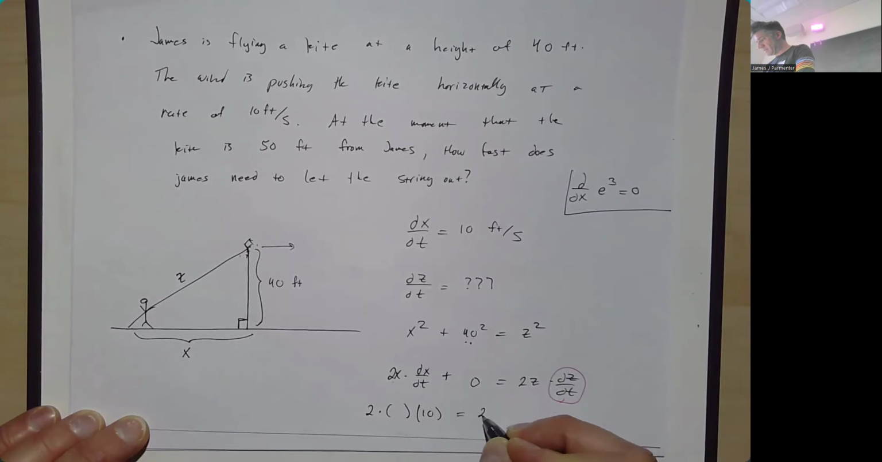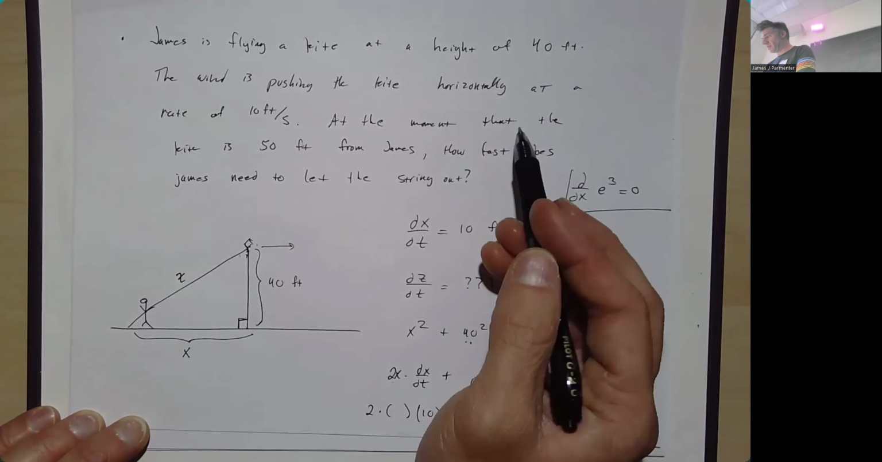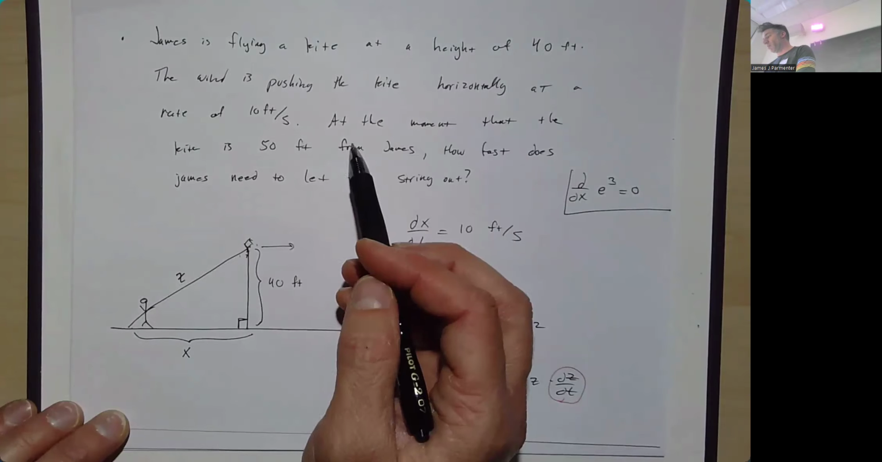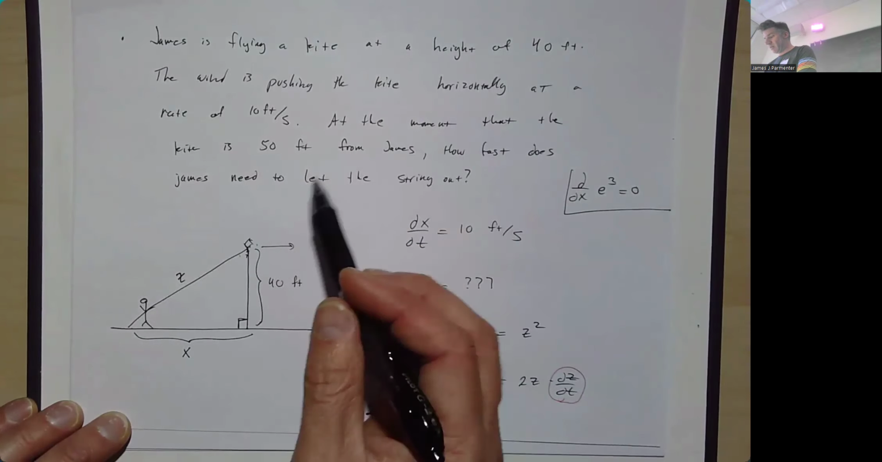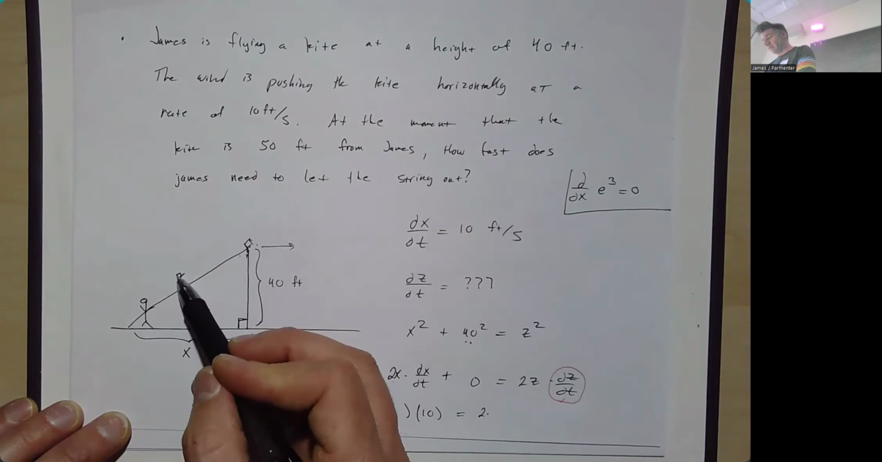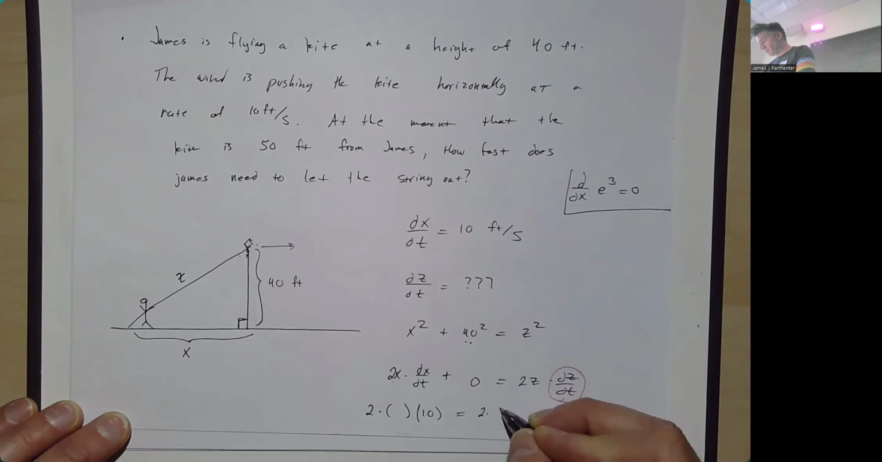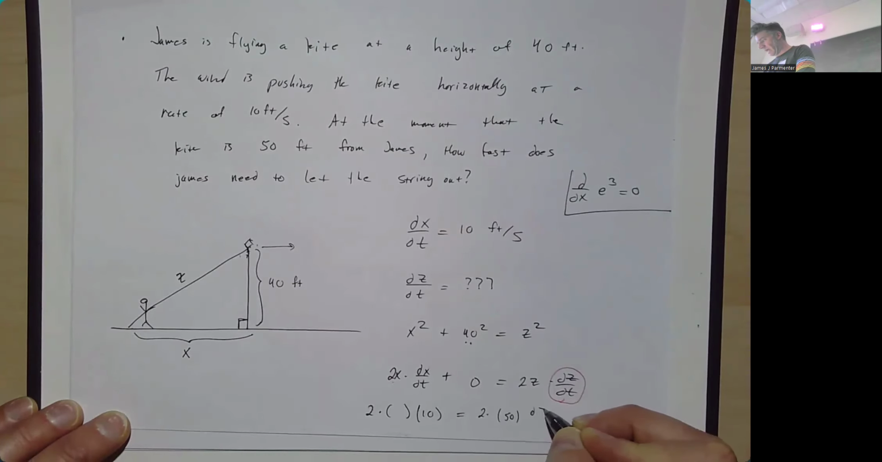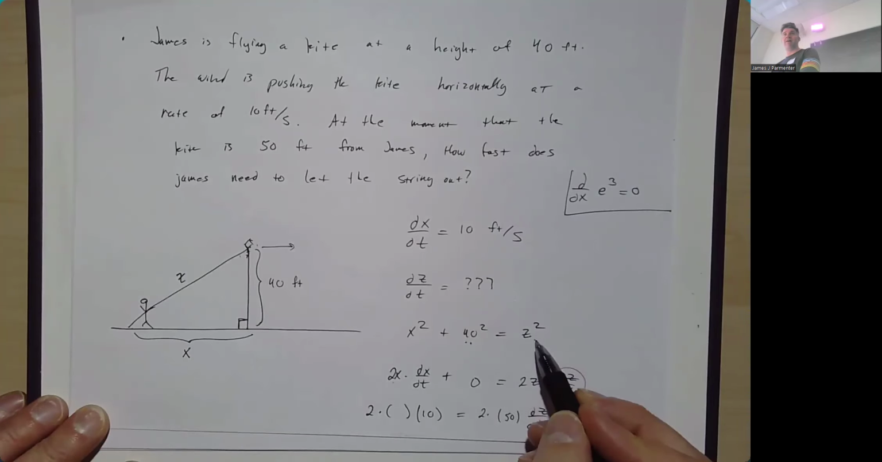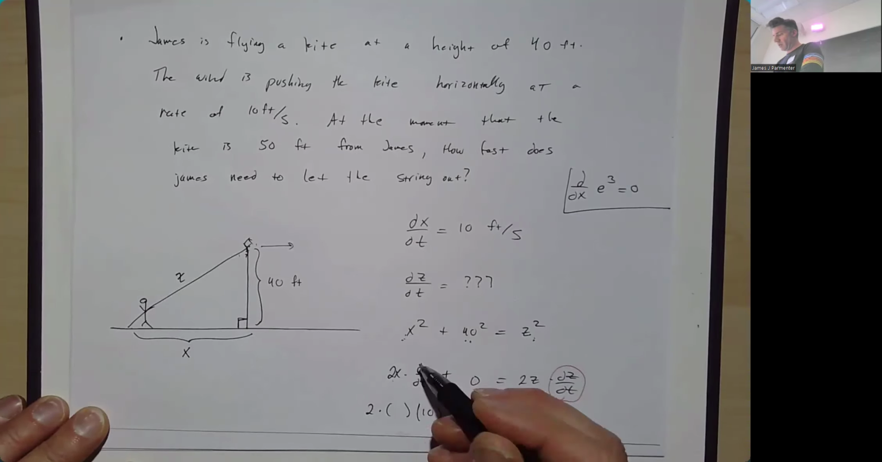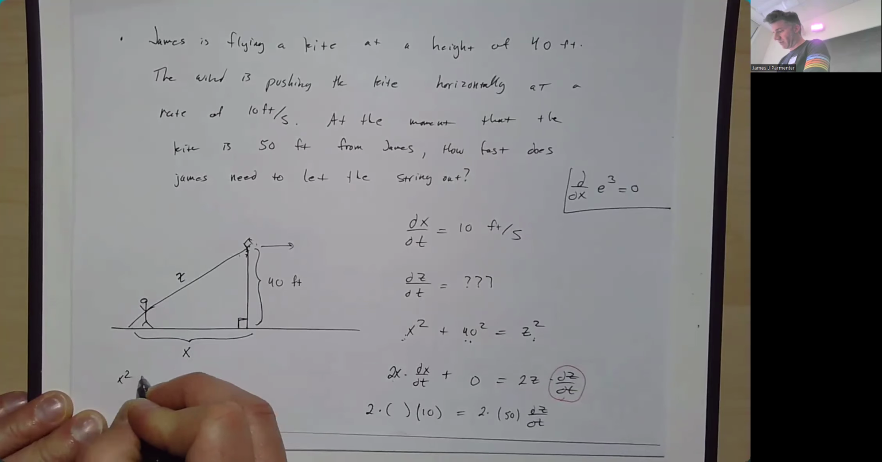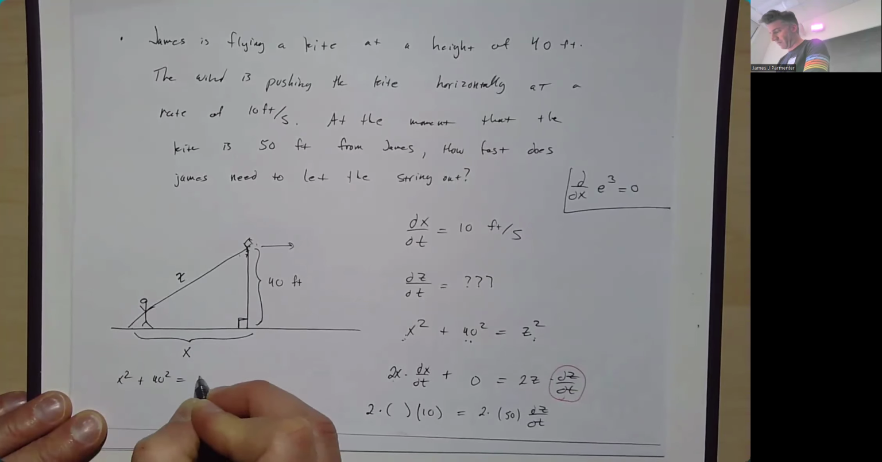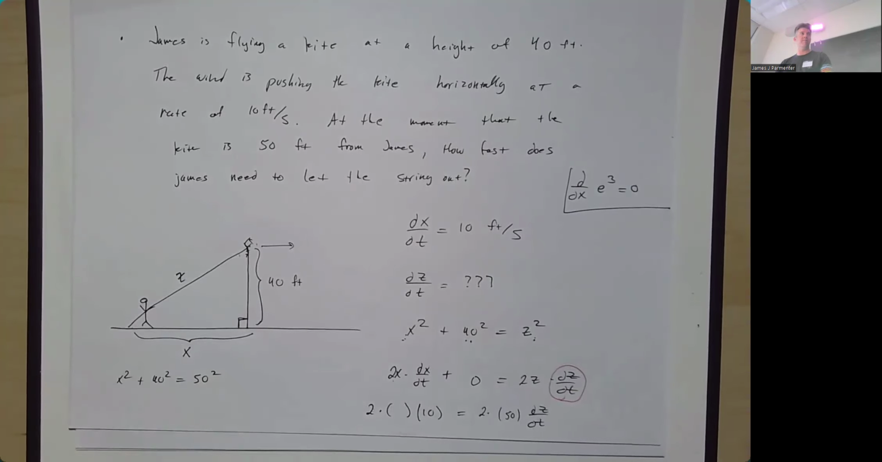I can fill in that z is the length. We're talking about the moment that the kite is 50 feet from James. The distance from me to the kite is the z value, which is going to be 50. But I also need to fill in the x value. Well, to do that, I'm going to plug in the z value here and find the x value. So we know that x squared plus 40 squared should equal 50 squared in the moment that we're interested in.